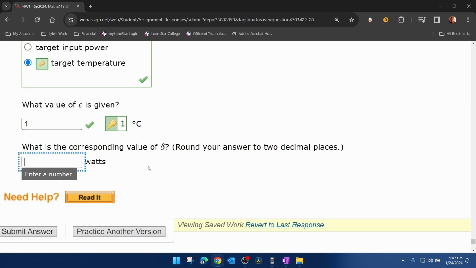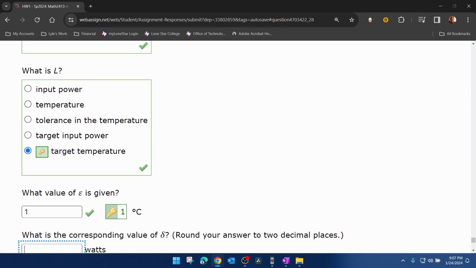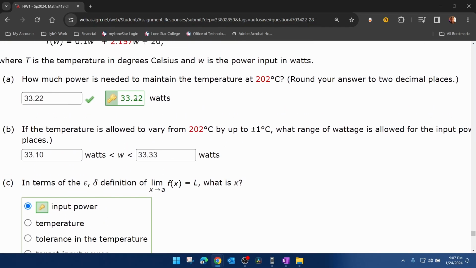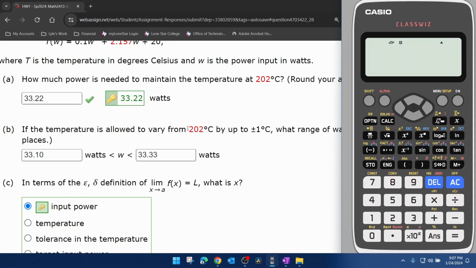And finally, to finish the last part of this problem, it says, what is the corresponding value of delta? So if we scroll back up, knowing that our target wattage was 33.22, what we need to do is subtract each value from 33.22 to get our possible values of delta, and then pick the smaller one. So we're going to do 33.22 minus 33.10, and as a decimal, 0.12.